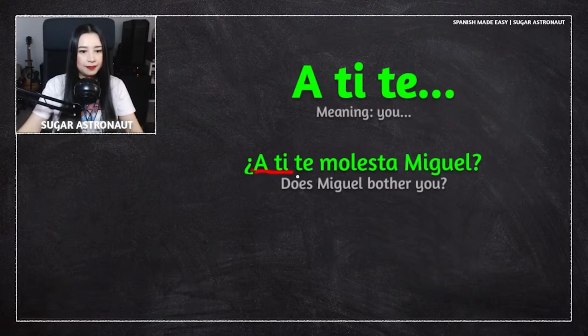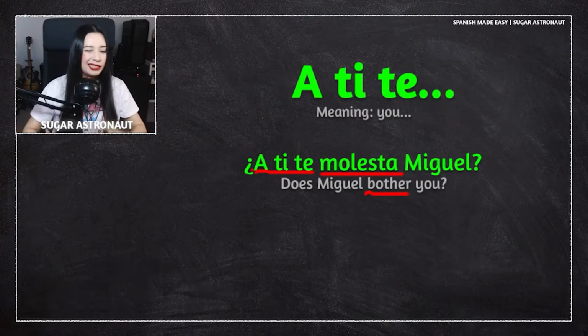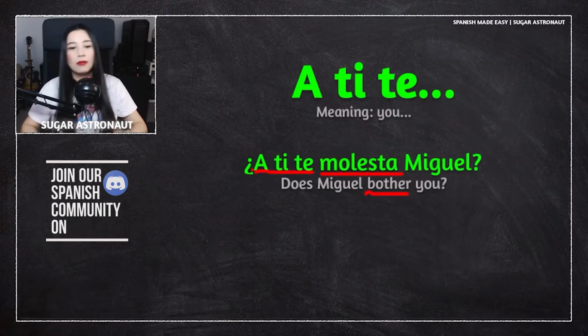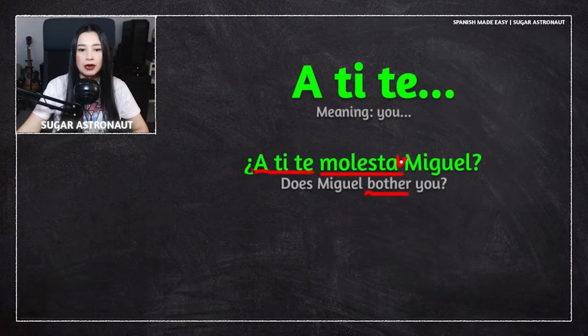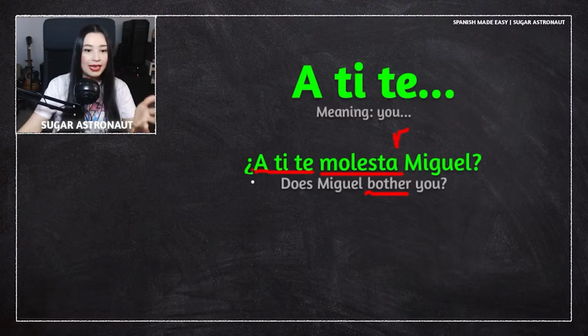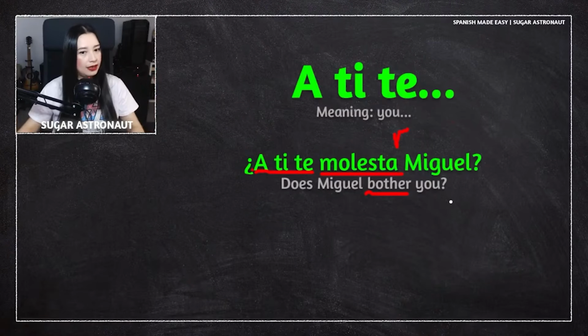A ti te molesta. Molesta means bother. Okay. When something is bothering you, molesto. Es molesto. Or, it comes from the verb molestar. Molestar, to bother. When something bothers you, okay? Once again, we just removed the letter R. Did you notice that? My letter R is not an R, but yeah, there you go. Molestar, to bother. If you want to use it with a ti te, then you need to remove the letter R. A ti te molesta Miguel, okay?